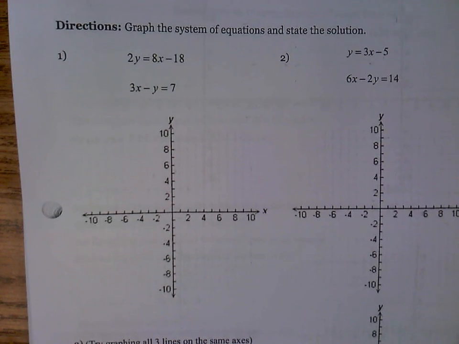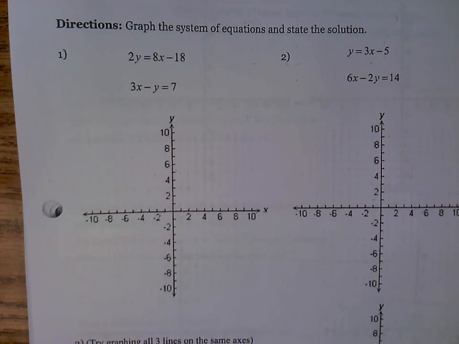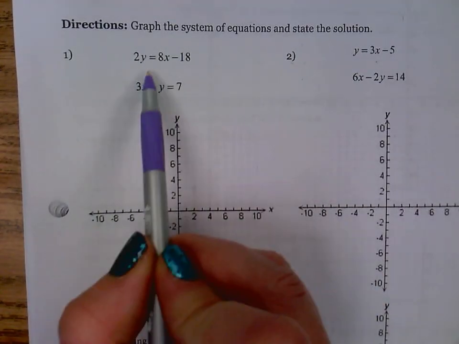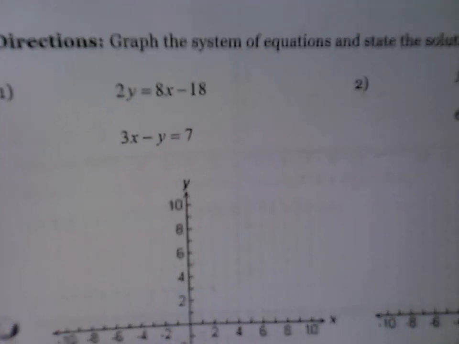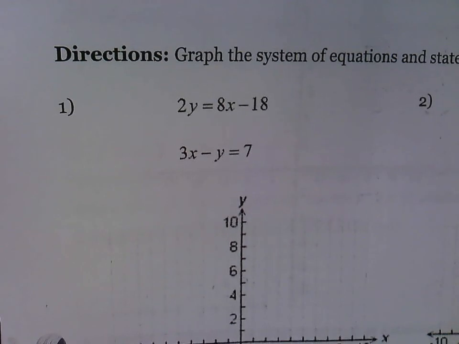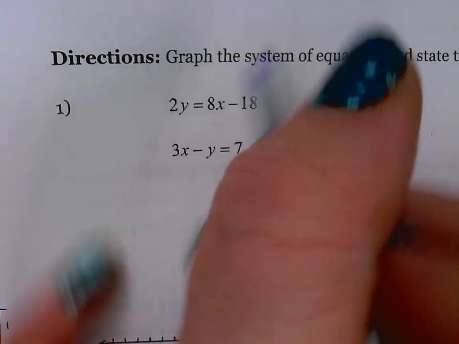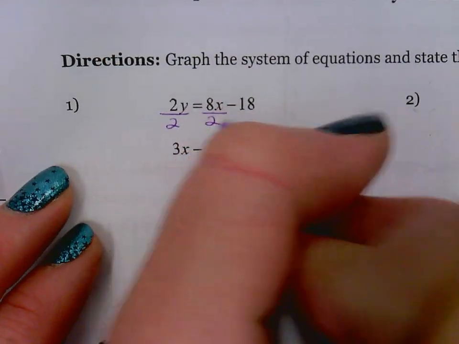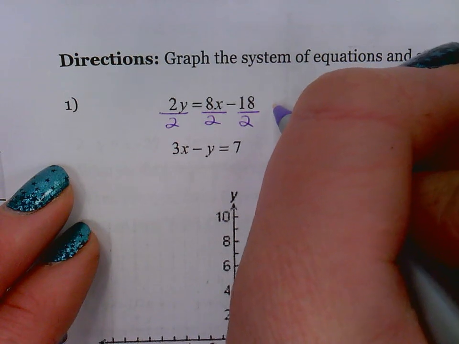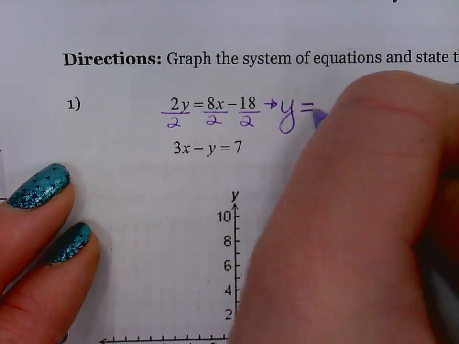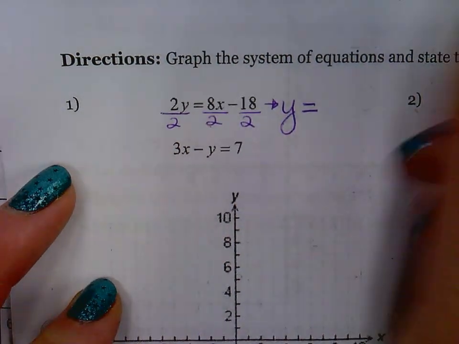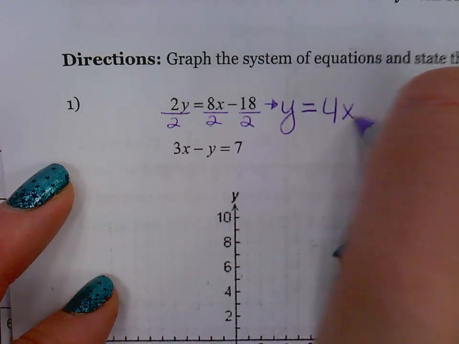So see how it says we have to graph the system and state the solution. Talk me through the steps. How can I get this first equation into y equals? What would you actually have to do to your equation? Yep, start by dividing the entire equation by 2. So that equation is going to turn into y equals 4x minus 9.